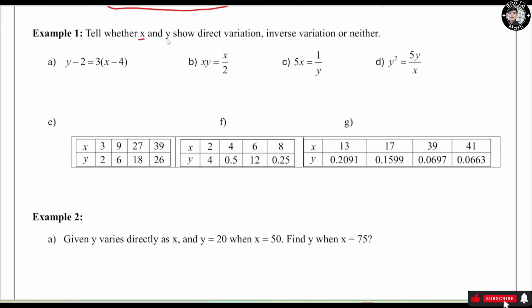Tell whether x and y show direct variation, inverse variation, or neither. Question A. We need to distribute this, so it becomes y minus 2 equals 3x minus 12. Add 2 to both sides: y equals 3x minus 10. This is different from y equals kx, so this one is neither.